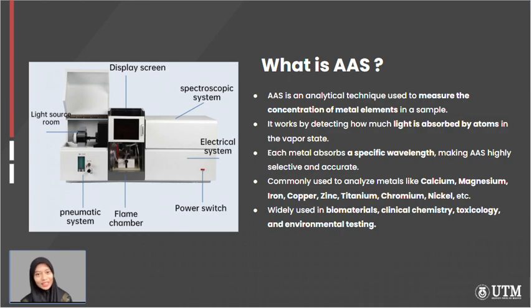In biomaterials, AAS is extremely useful for analyzing metal ion release from implants, detecting trace metals in scaffolds, and monitoring biomaterial degradation, especially for metal-based implants. So, in simple terms, AAS tells us how much metal is inside a sample using the concept of light absorption by atoms.